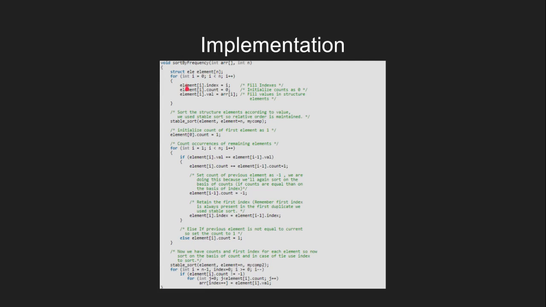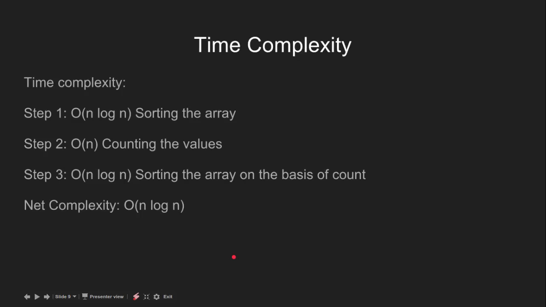So first we create a structure for storing the count, index, and value of all the elements. We initialize the count as 0. Then we sort the structure on the basis of its value. After this, we count the occurrence of elements of the array by simply traversing it once. After this, we sort the structure on the basis of count. At last, we print all the values on the basis of their indexes.